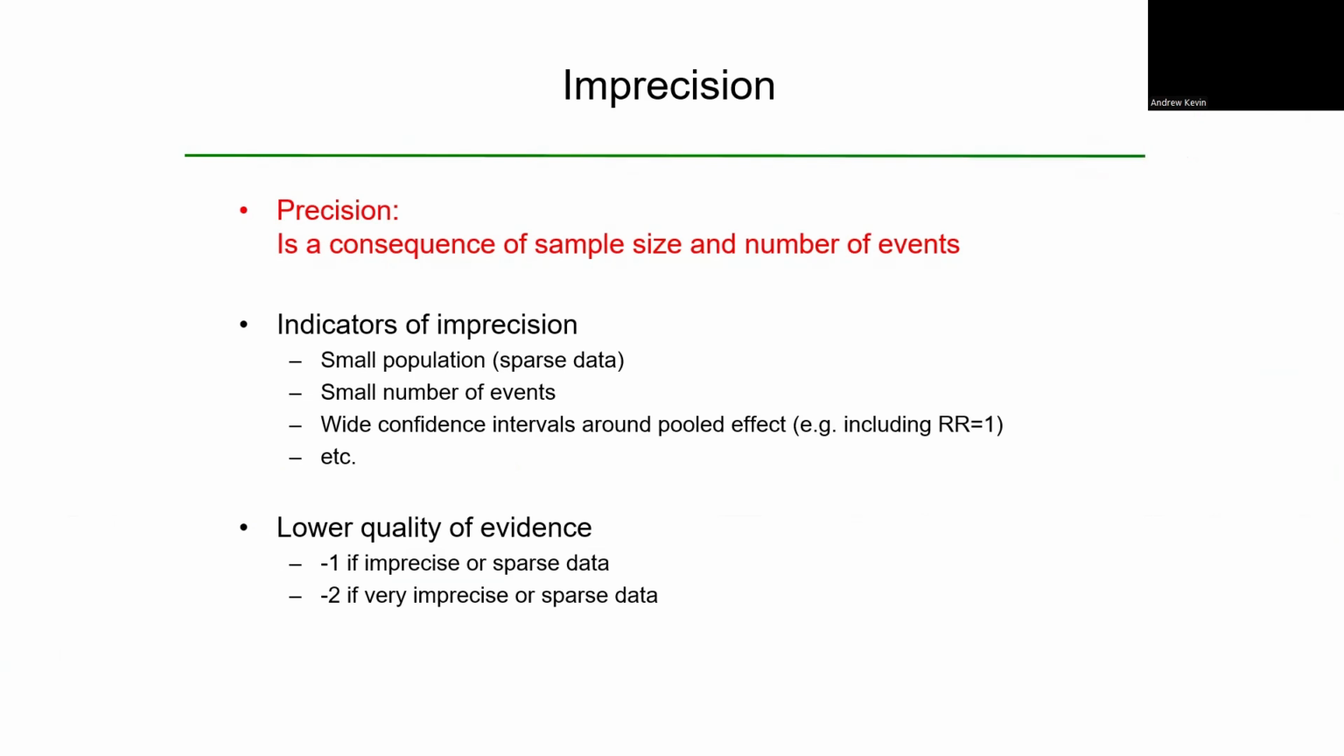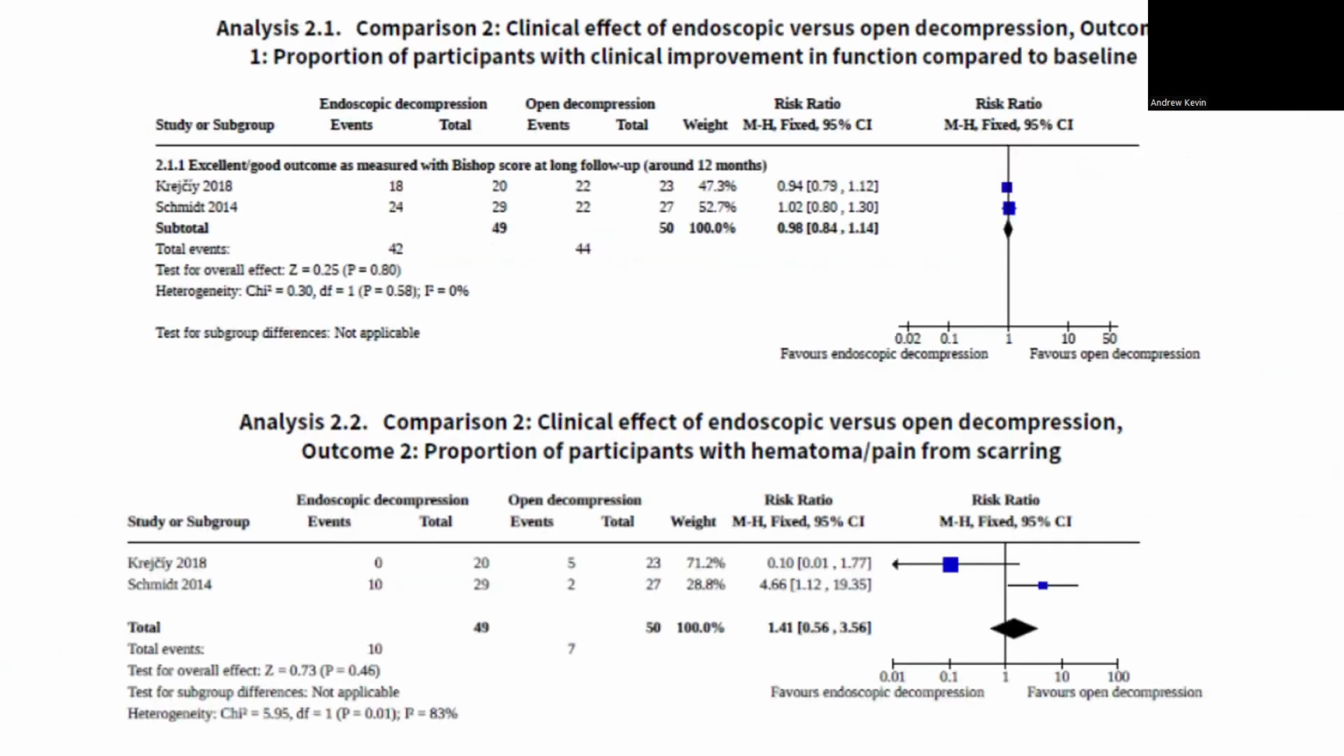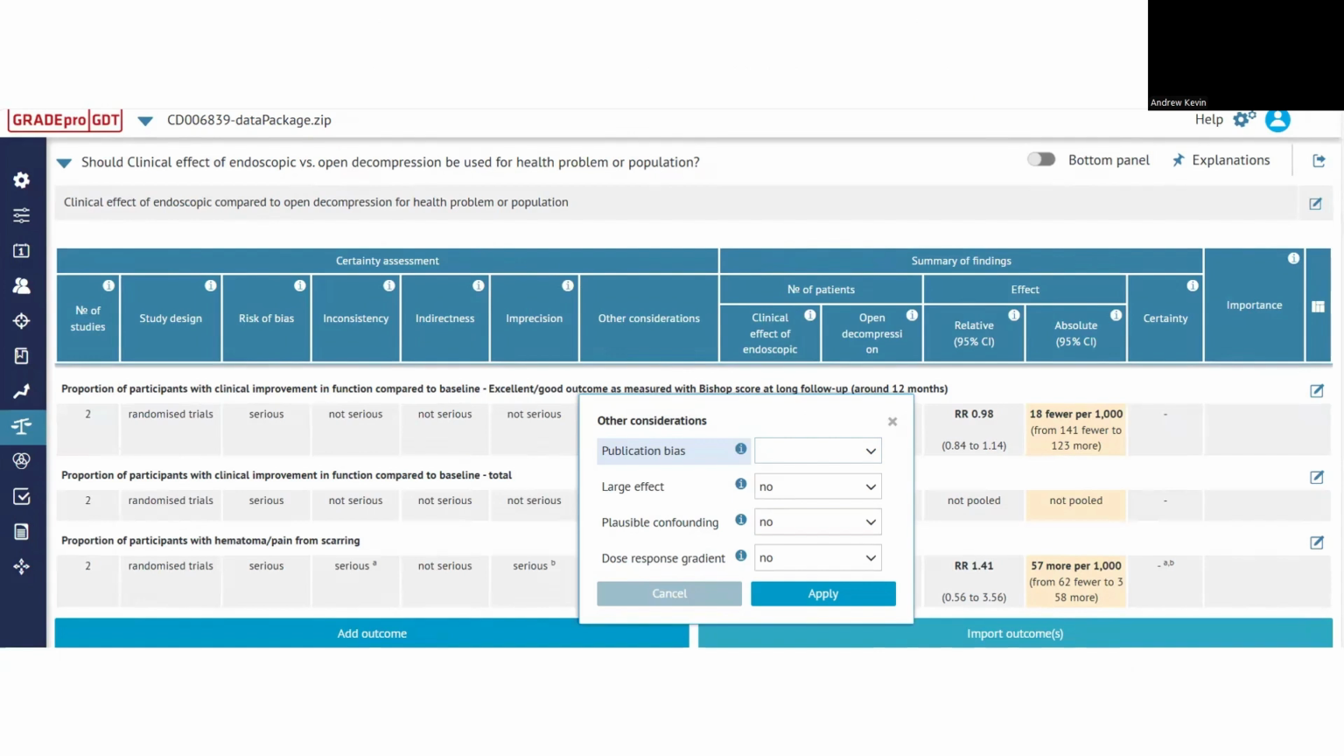Then we come to imprecision. As we said, in order to grade imprecision, we look at whether there is a small population, whether there is a small number of events, and whether there are wide confidence intervals. Again, the second outcome has wide confidence intervals with a small number of events. We will grade that as low for imprecision.